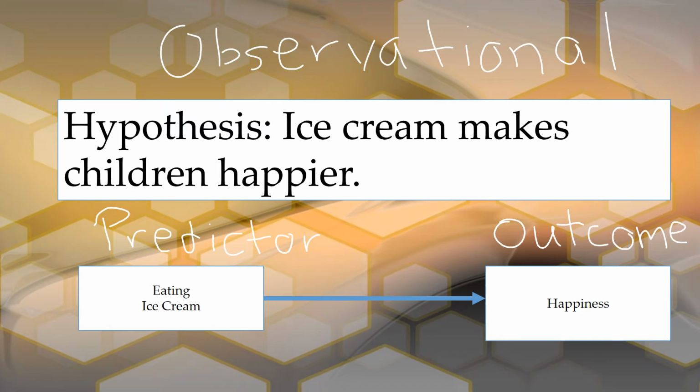So in an observational study, the predictor predicts the outcome. And the outcome is predicted by the predictor variable. So the predictor variable should hopefully come first in your study.